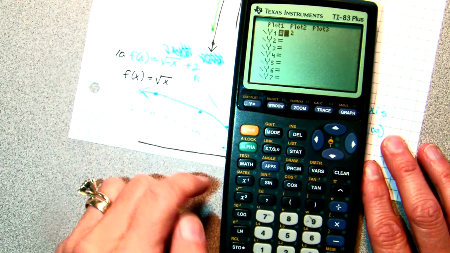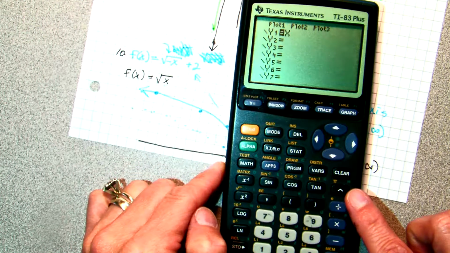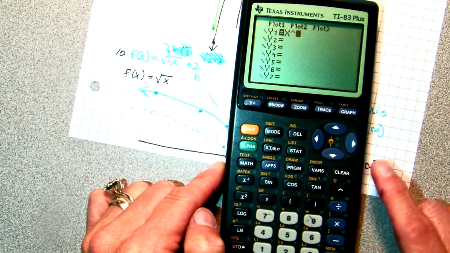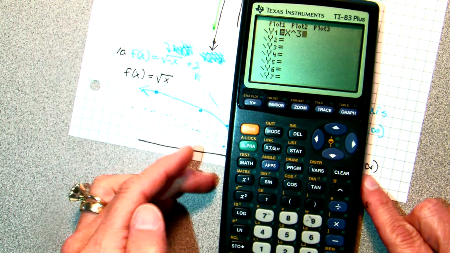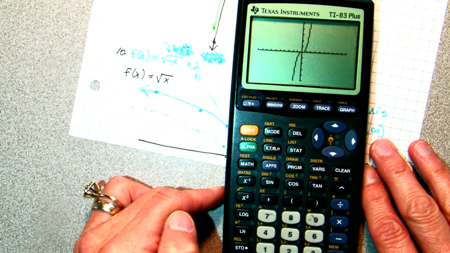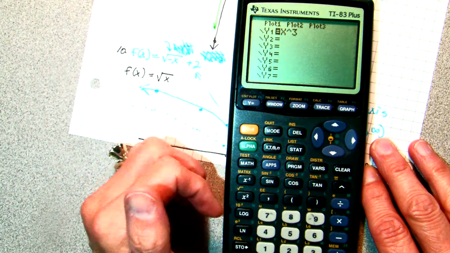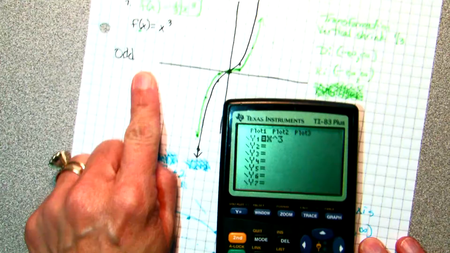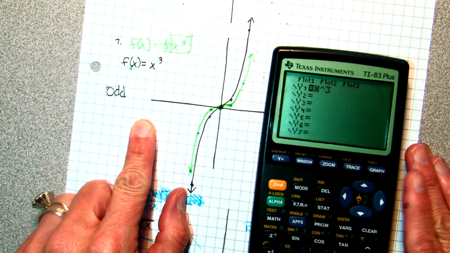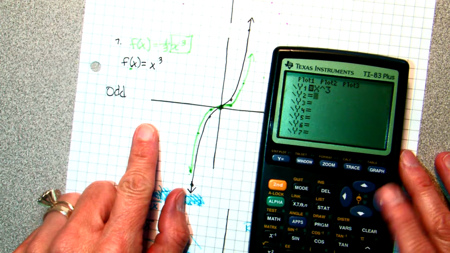If you want to do the third power, there's your x. This button above the division button is your raised to power. I want to raise to the third power. Graph. So there's your cubic. Now, while we're right here, I've got this parent function right here in the calculator. So there's that one.